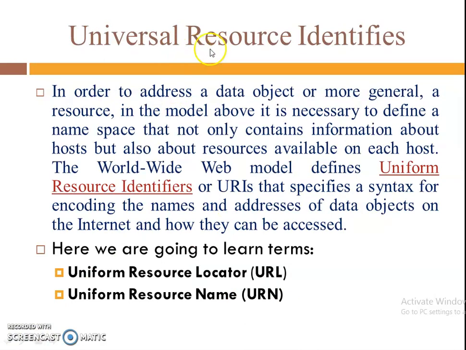What are Universal Resource Identifiers? A URI is a string of characters used to identify a resource on the internet, either by location or by name or both. Here we are going to learn two terms, that is Uniform Resource Locator and Uniform Resource Name.